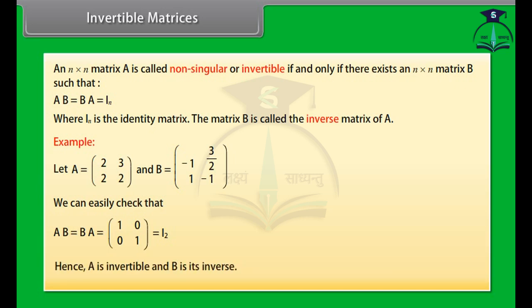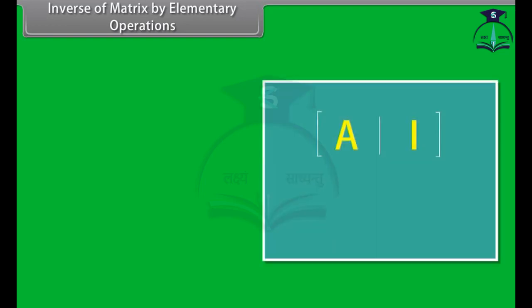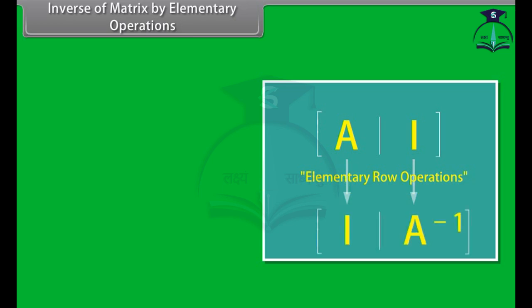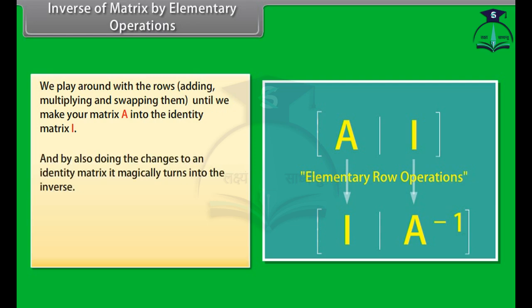Hence A is invertible and B is its inverse. Inverse of matrix by elementary operations. This is a fun way to find the inverse of a matrix. We play around with the rows, adding, multiplying and swapping them until we make our matrix A into the identity matrix I. And by also doing the changes to an identity matrix, it magically turns into the inverse.